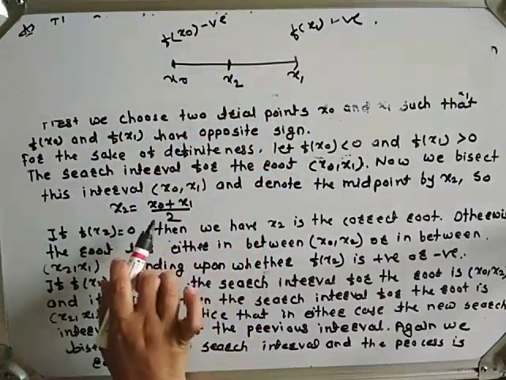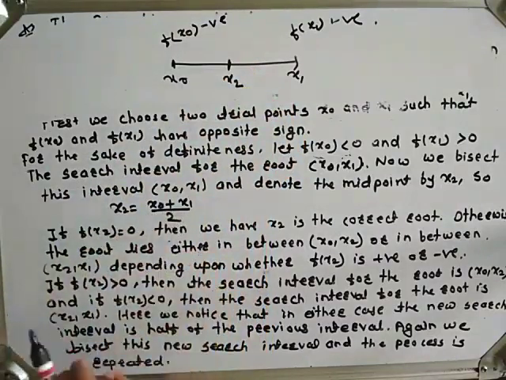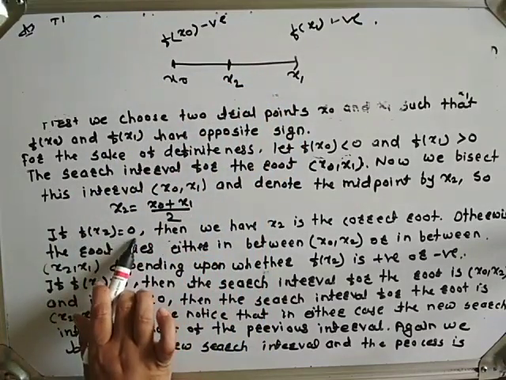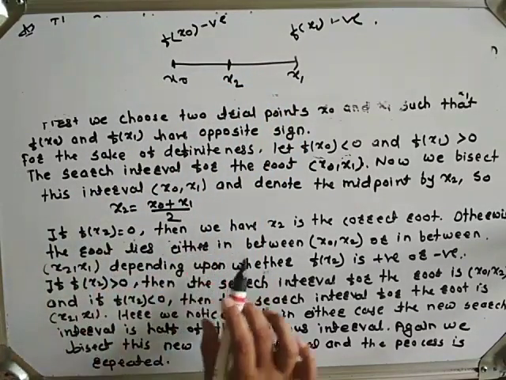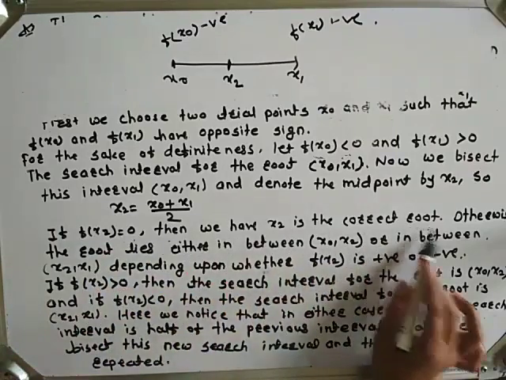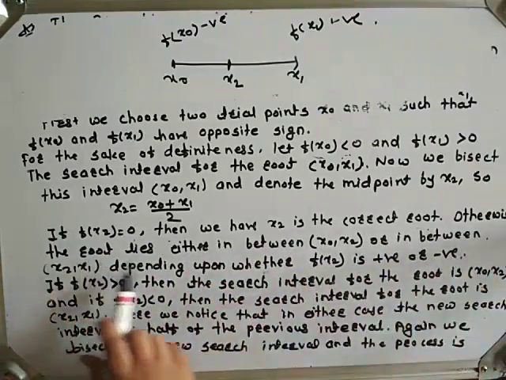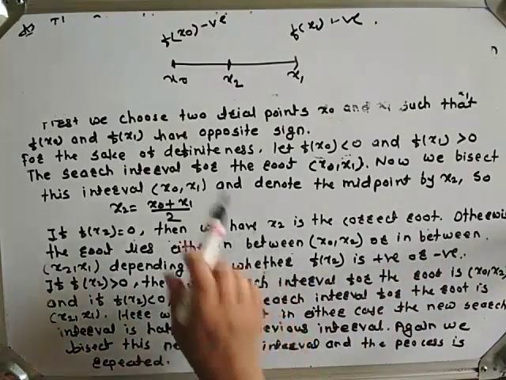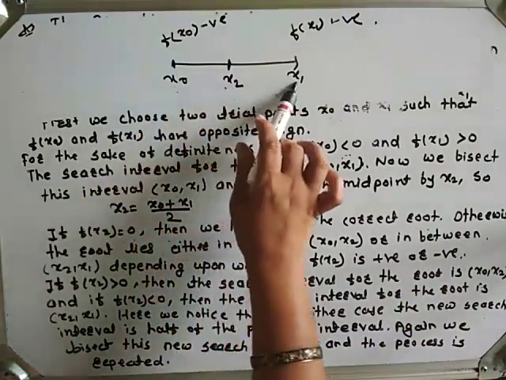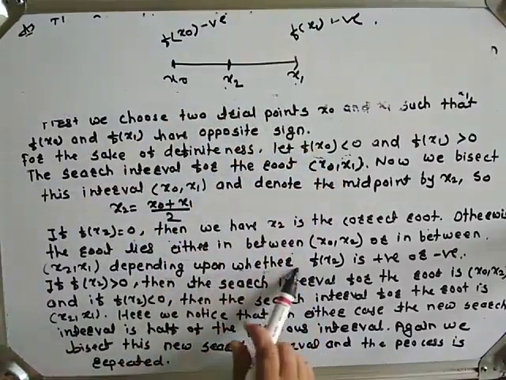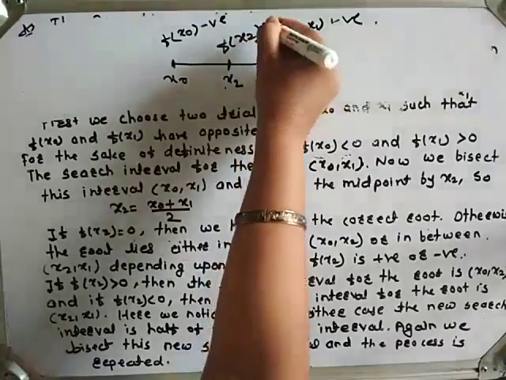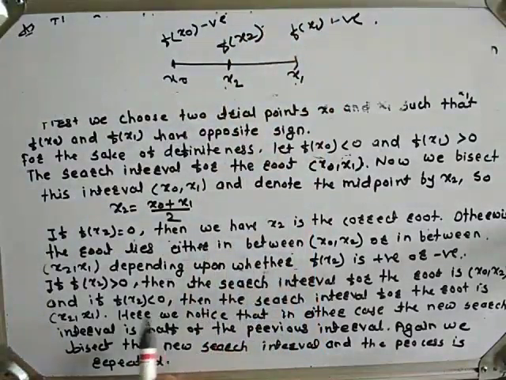x2 can be obtained by (x0 + x1) / 2. Next, if f of x2 is equal to 0, then x2 is the correct root. Otherwise, the root lies in either interval x0, x2 or x2, x1. It depends upon whether f of x2 is positive or negative.